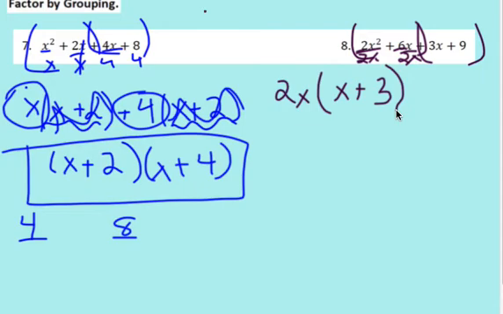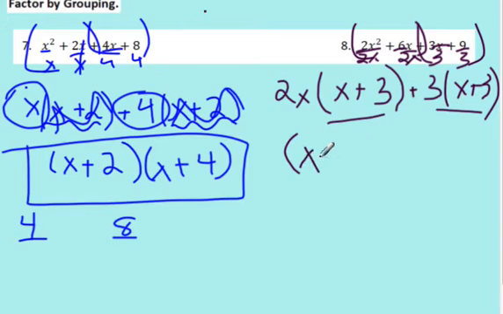Taking a look at my second group, I want to figure out what divides 3 and 9. Well, 3 is going to divide 3 and 9. Now, I can't take out any x's because there aren't any in the second term. So 3x divided by 3 is just going to leave me with x, and 9 divided by 3 is going to give me 3. So now I have x plus 3 times x plus 3.